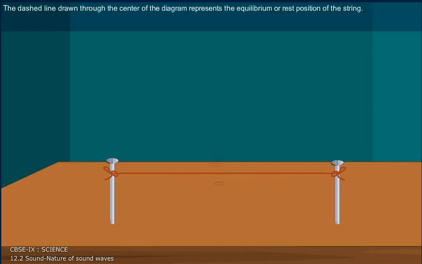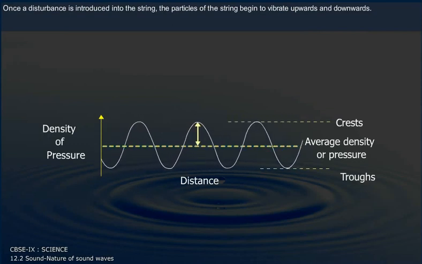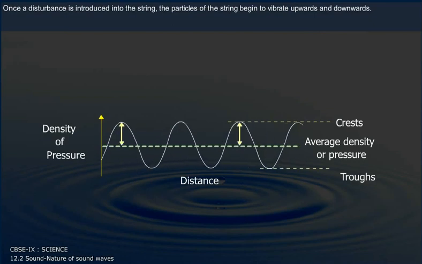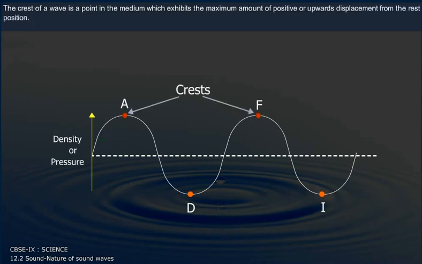The dashed line drawn through the center of the diagram represents the equilibrium or rest position of the string. This is the position that the string would assume if there were no disturbance moving through it. Once a disturbance is introduced into the string, the particles of the string begin to vibrate upwards and downwards. At any given moment in time, a particle on the medium could be above or below the rest position.